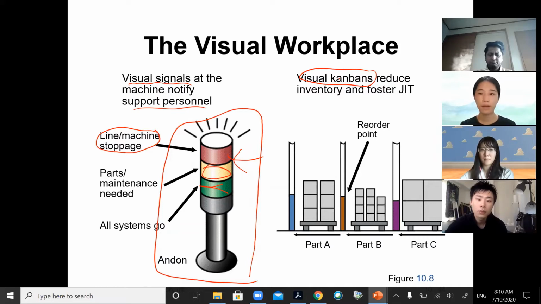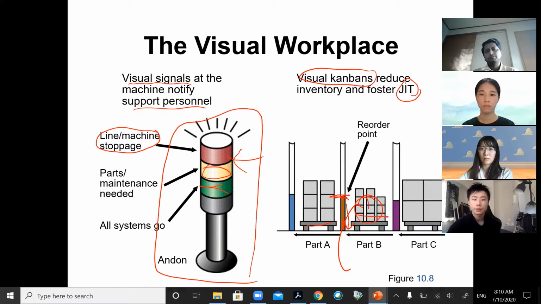Kanban is just a signal, okay? If, for example, the amount of material drops below this level, it needs to be replenished, added to the storage or to the production line. So these are visual controls. Visual Kanbans will reduce inventory and also ensure JIT, a just-in-time system.